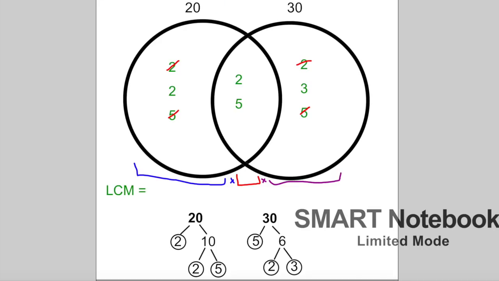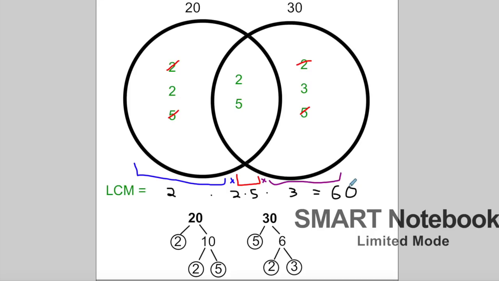So what that's going to look like is 2, because it's the only one left, times, I'm just going to use a dot, our middle area, which is 2 and 5, times our third area, which is a 3. So if we take 2 times 2 times 5 is 20, times 3 is going to be 60. So this Venn diagram can show the relationship between the LCM and the LCM of 20 and 30 using prime factorization Venn diagram is 60.